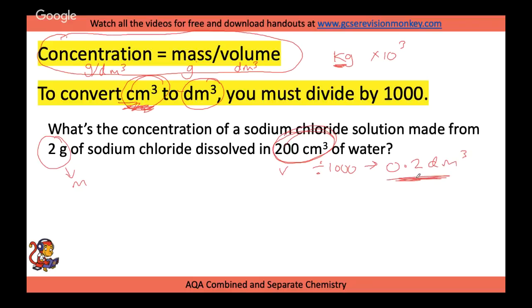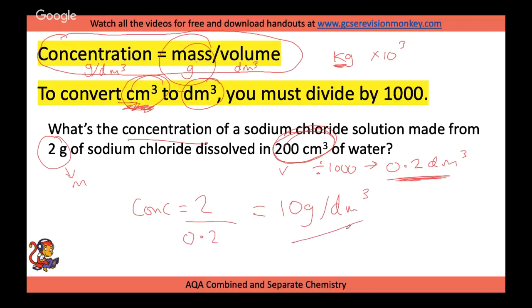So that gives us 1 mark, and we then put our numbers in the equation. So the concentration is what we want. Concentration equals mass, 2, divided by volume, 0.2, which gives us an answer of 10 grams per decimeters cubed. So in the exam, you definitely want to remember this, and it's definitely worth writing down tonight on a post-it note. Now, you may be asked to rearrange it as well. If you notice that they're asking you to calculate mass or volume, you're going to have to rearrange it.